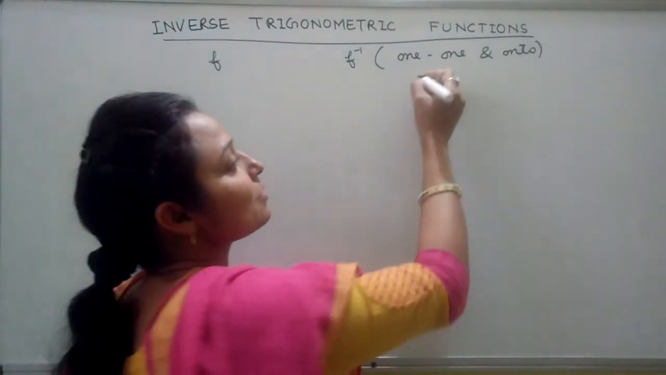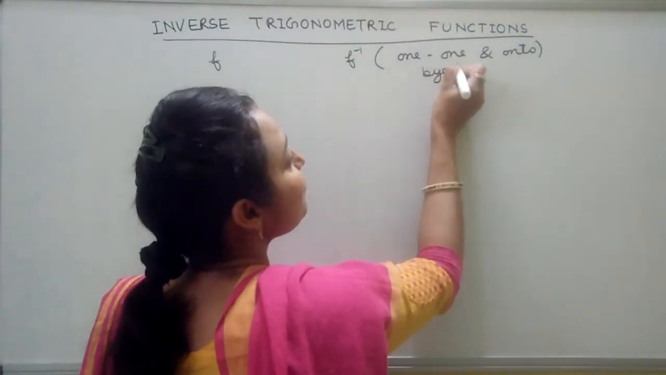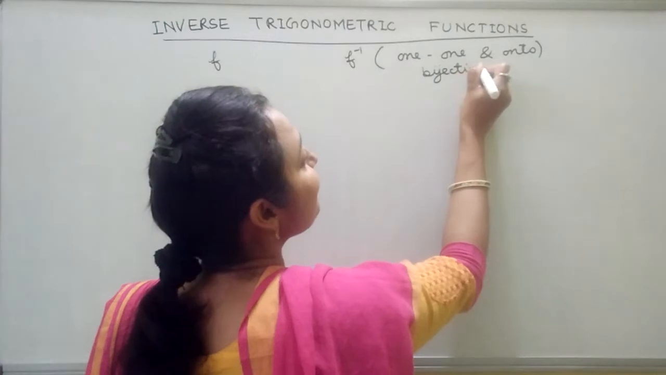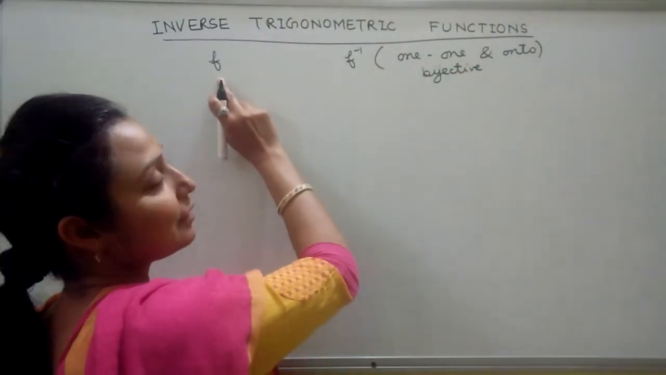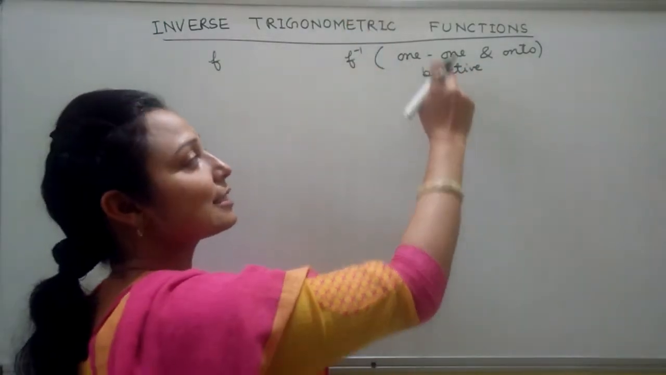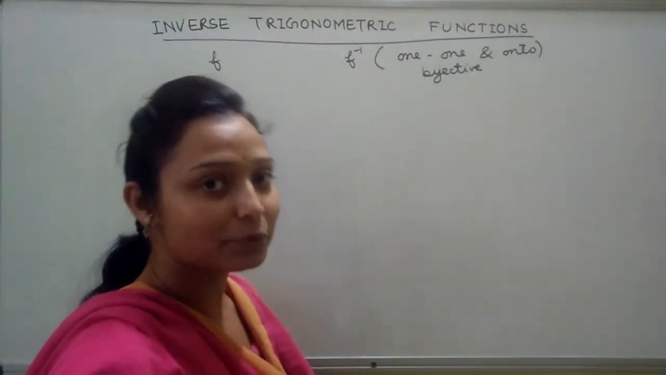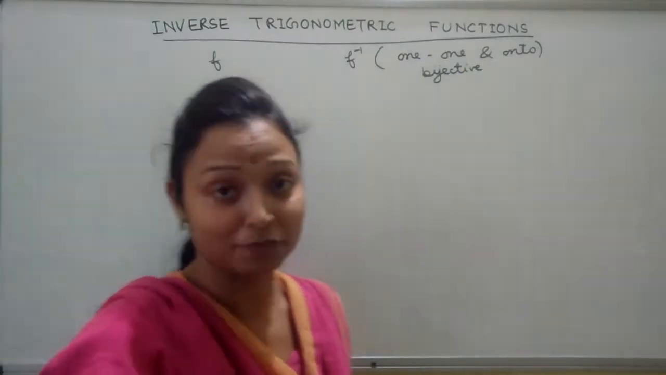Onto and 1-1 together is known as a bijective function. The inverse exists only in that case. If f is any function, f inverse exists only if it is 1-1 and onto. Then we can say that it is an invertible function.